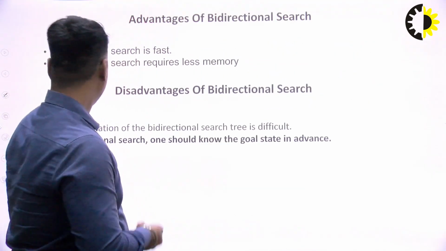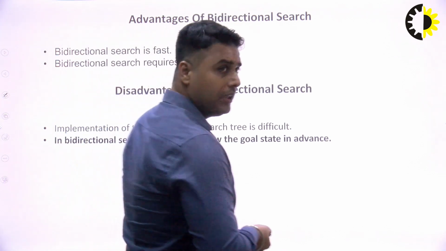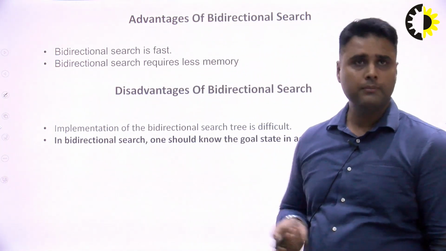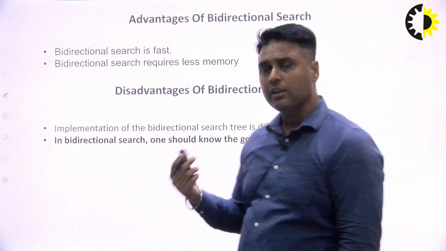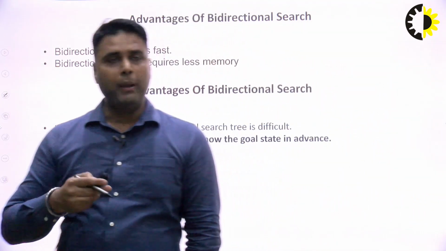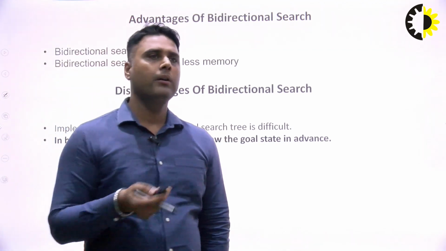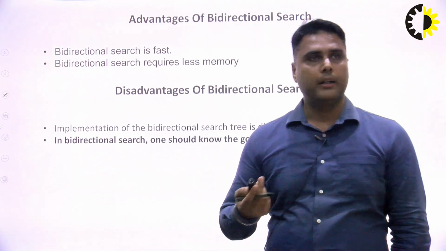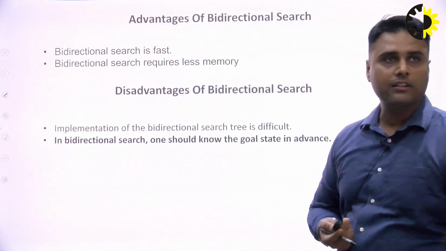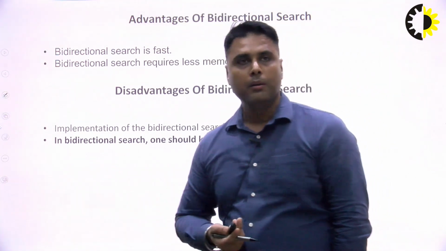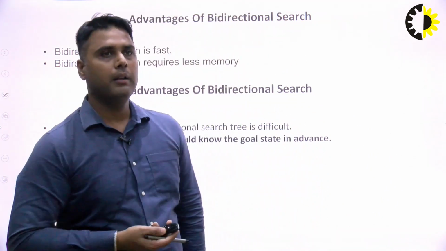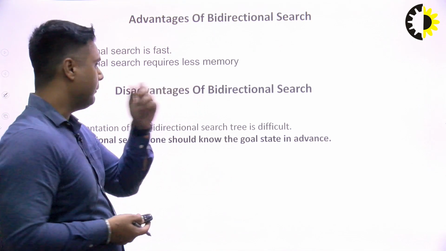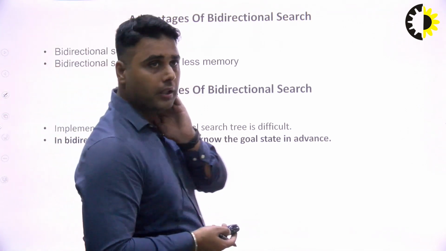Some advantages are also there. Bidirectional search is fast. Why fast? Because searches are starting from both sides, backward to forward and forward to backward. Then obviously the searching is fast. Bidirectional search requires less memory. Definitely, in a bidirectional search I would like less memory. Next, some disadvantages are also mentioned here.